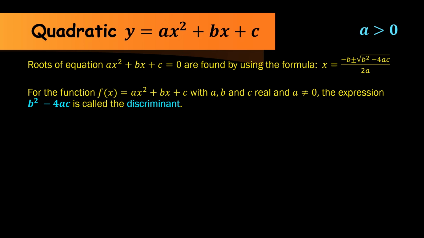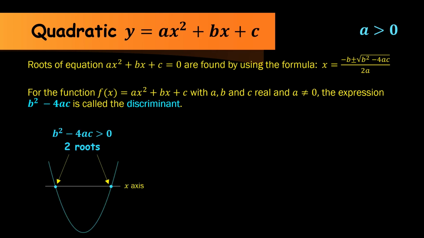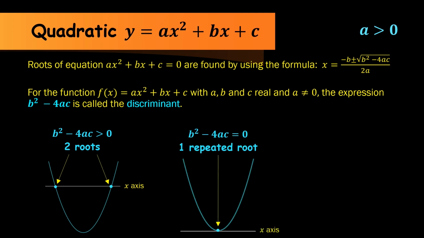When b squared minus 4ac is greater than 0, we have two roots. When b squared minus 4ac equals 0, we have one repeated root. And when b squared minus 4ac is less than 0, we have 0 roots.